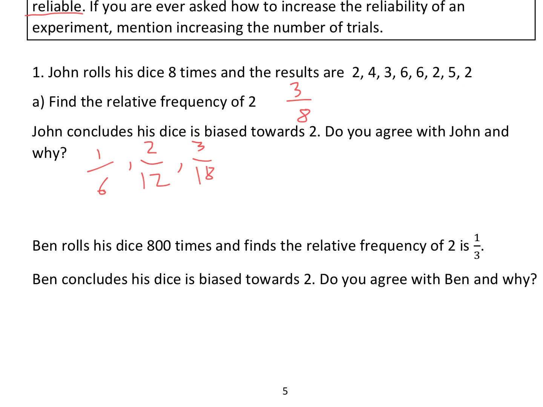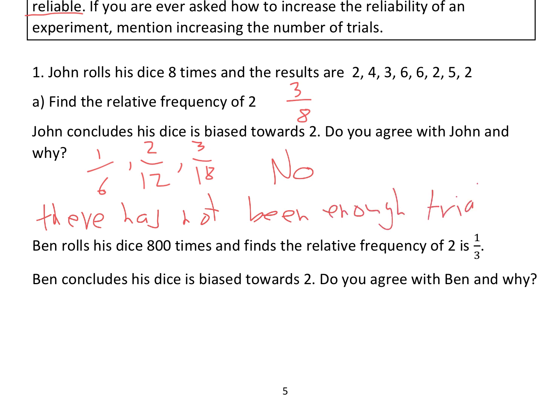You'd probably only expect to be getting 2 there 1.5 times or a wee bit less than that. Obviously, you can't get a half number of times, but it does seem quite high. So we would be inclined to agree that the dice is biased towards 2, but I'm going to disagree. I'm going to say no, and it's because there has not been enough trials. You cannot draw conclusions based on doing something only 8 times. You need more trials to make your results more reliable.